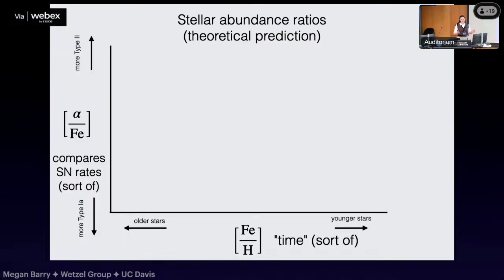Then the y-axis, alpha over iron. Because these axes are intertangled, it's kind of a big mess, but sort of, we can think of this as a history of the ratios of these two supernova types. So if there were more type 2 supernovae in the star's history, it will be more rich in alpha. And if there were relatively more type 1A in the galaxy's history when this star formed, it'll be more rich in iron relative to alpha. So now I'm going to make a theoretical prediction based on our three principles of how we might expect this plot to look based on galactic chemical evolution.